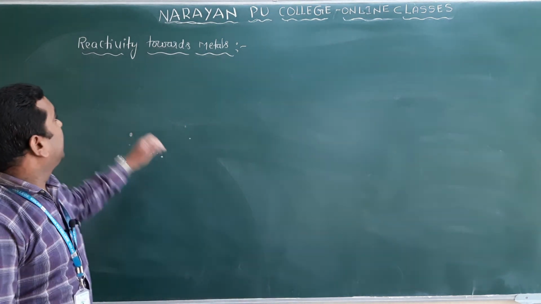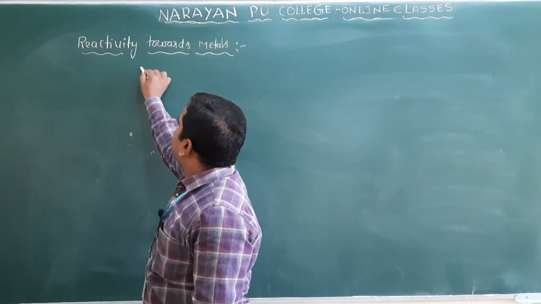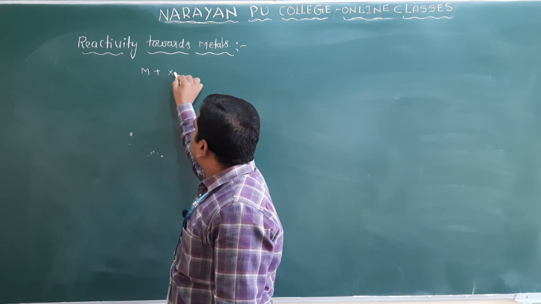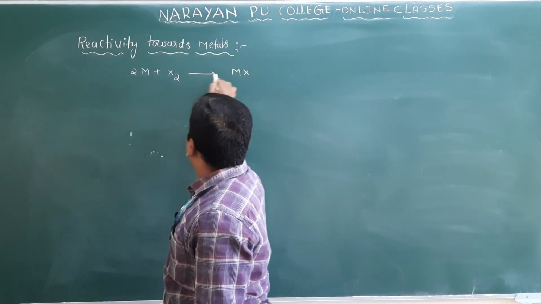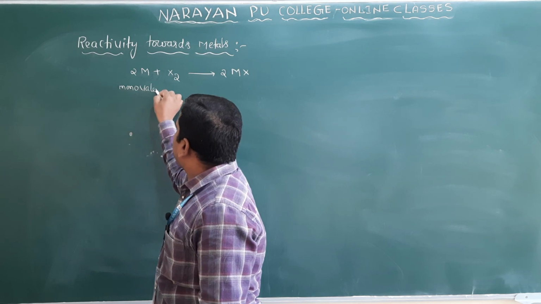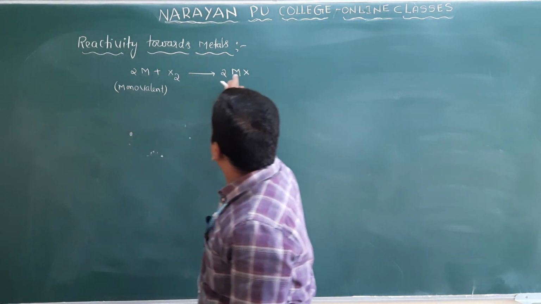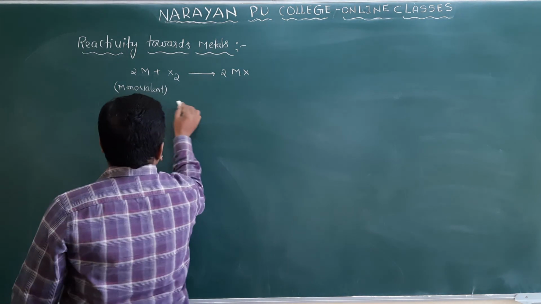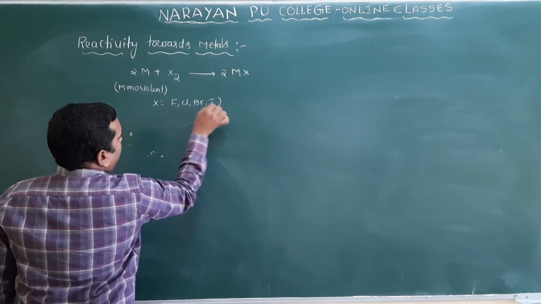So next one is reactivity towards metals. You know that 17th group elements are, you can simply say, halogens. When they react with metals, they form metal halides. I have taken the metal as monovalent. If I take the monovalent metal, I will get the metal halides MX, where X is fluorine, chlorine, bromine and iodine.